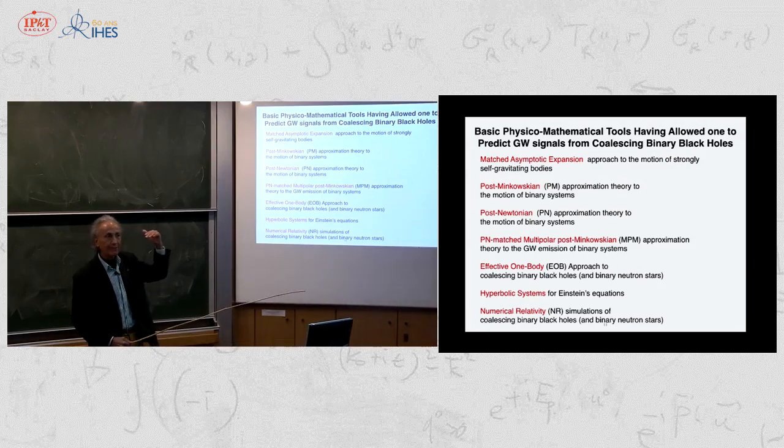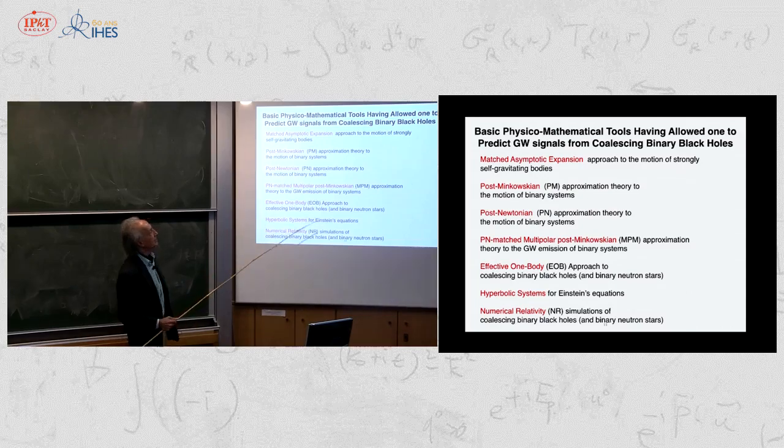And this used several physical and mathematical methods that the aim of these lectures is to explain conceptually. There is the matched asymptotic expansion approach to the motion of black holes and strongly self-gravitating bodies. There are several approximation methods because you cannot solve the Einstein equation analytically like that, so you need some type of perturbation theory. There are several types of perturbation theory that will play an important role. Post-Minkowskian perturbation theory, which does not assume that the motions are small compared to the velocity of light. Another one called post-Newtonian, where you use the fact that v over c is small, that the velocities are small compared to the velocity of light.